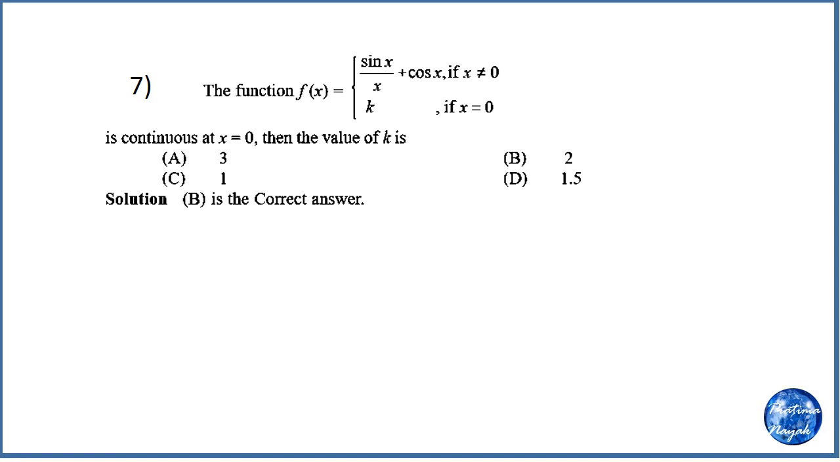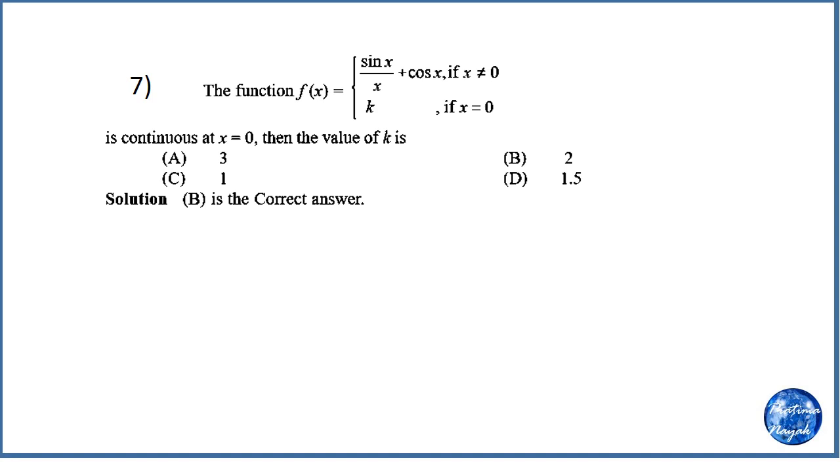Question number 7. This is an MCQ question. The function f of x is equal to sin x upon x plus cos x when x is not equal to 0, k if x is equal to 0. Now, what is the answer? Four choices are given. A is equal to 3, B is equal to 2, C is equal to 1, D is equal to 1.5. B is the correct answer. This is 2. So, can you get it? You can pause the video, you can find the answer, you can match. It's a very easy question. It is a 2 marks question. Sometimes it is also a 1 mark question.